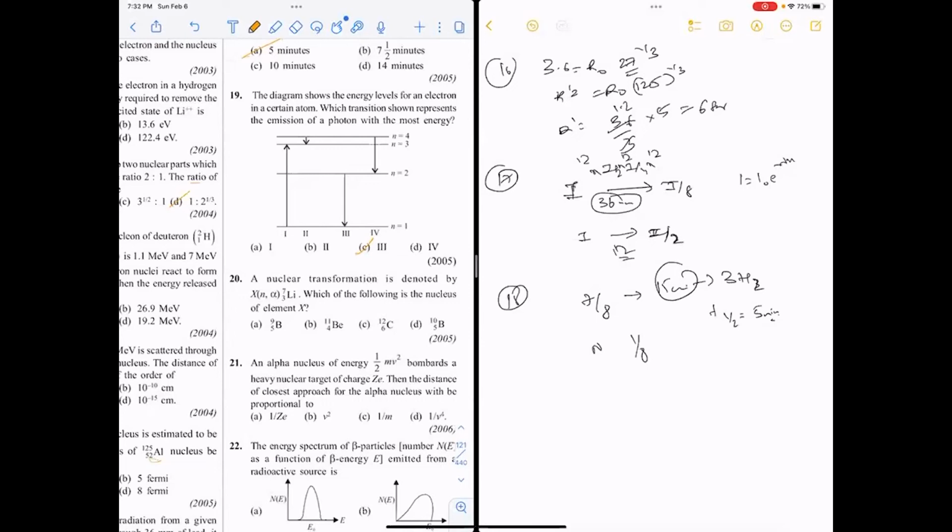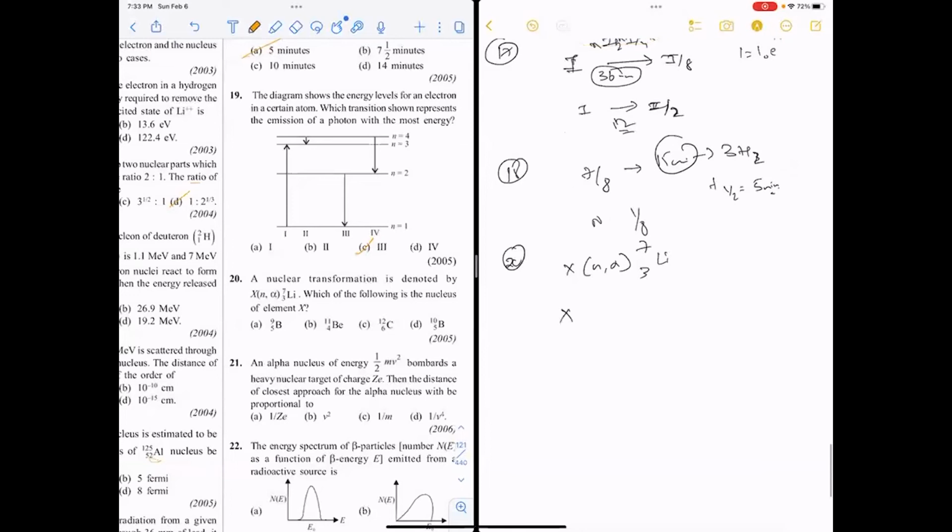A nuclear transformation is denoted by X(n, alpha) lithium 7, 3. Which of the following is the nucleus of element X? 20th. What is the meaning of this 20th? X(n, alpha) lithium 7, 3. So the meaning is X is an element. If you are adding a neutron, it is giving an alpha. Alpha is how much? Alpha is helium 4, 2, plus lithium 7, 3. Now balance it. 2 plus 3, 5. 4 plus 7, how much? 11. 11 minus 1 is 10. Agreed or not? So it is boron 10, 5. So X undergoes the transition if you're adding a neutron and an alpha is coming. That is the meaning of that.